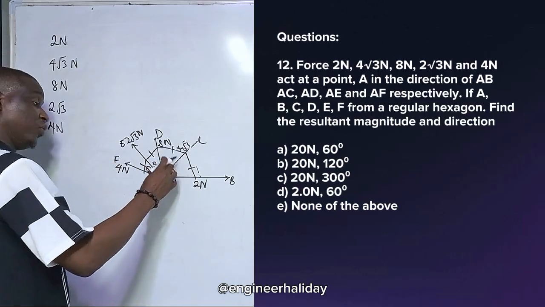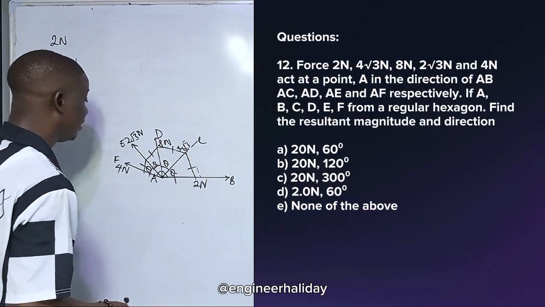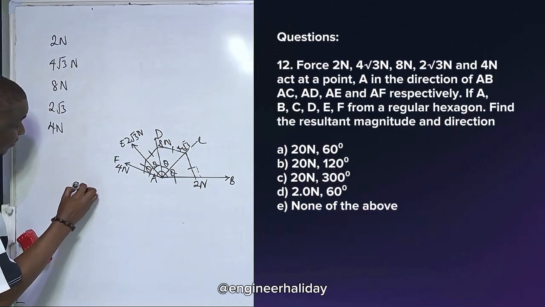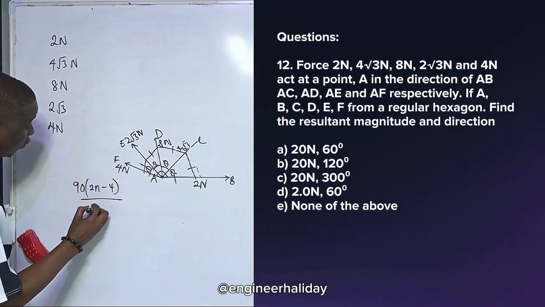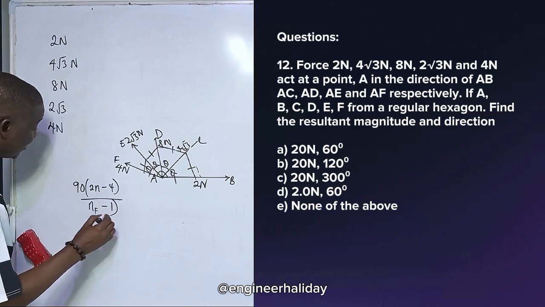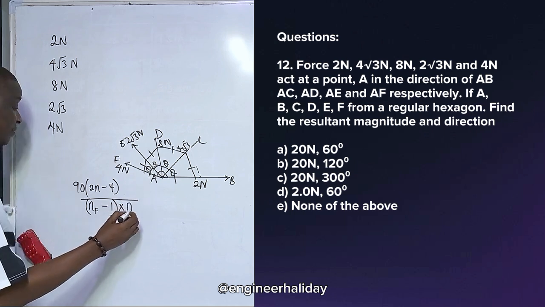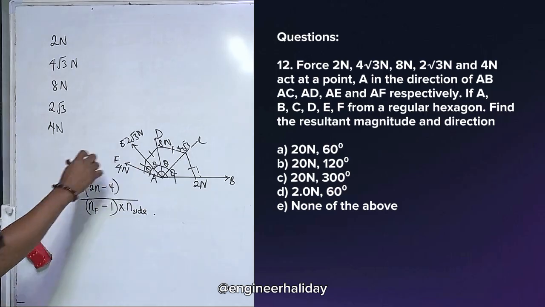Now, these 4 angles are formed by each of these forces. To calculate it, you are going to use 90 into (2n minus 4) all over (N, number of forces, minus 1) times the number of sides. That is the number of sides, to get theta.